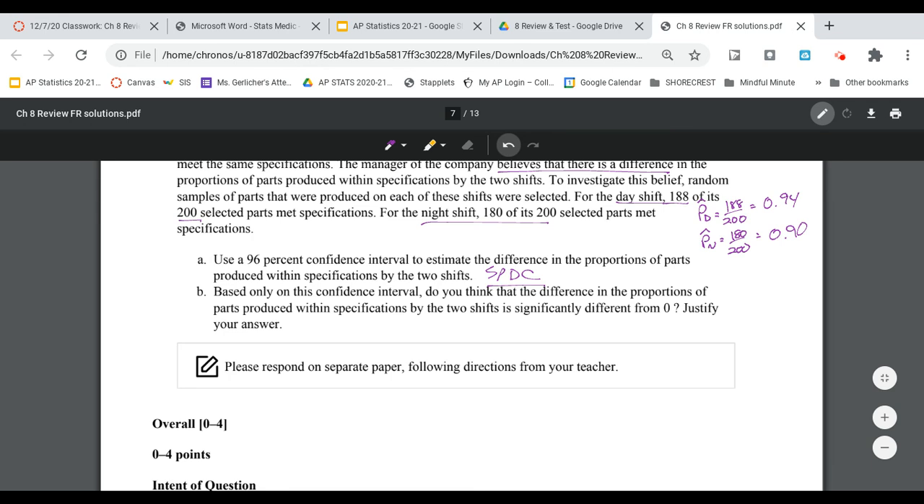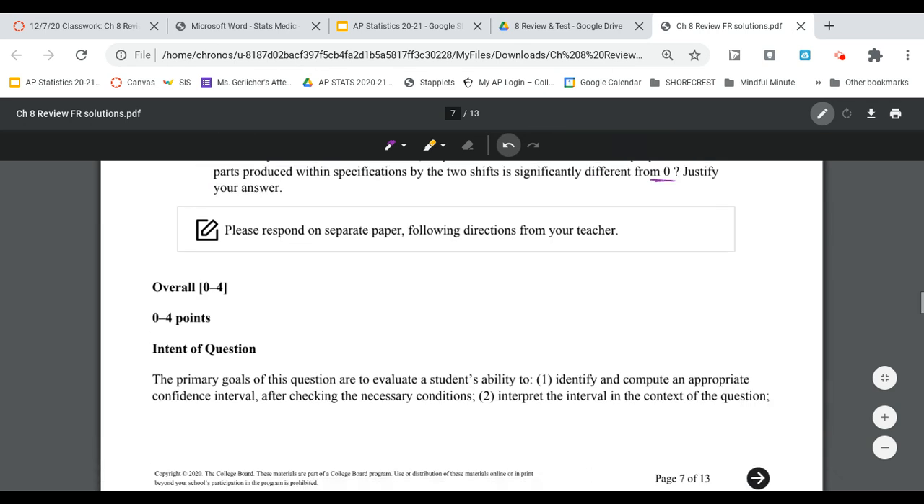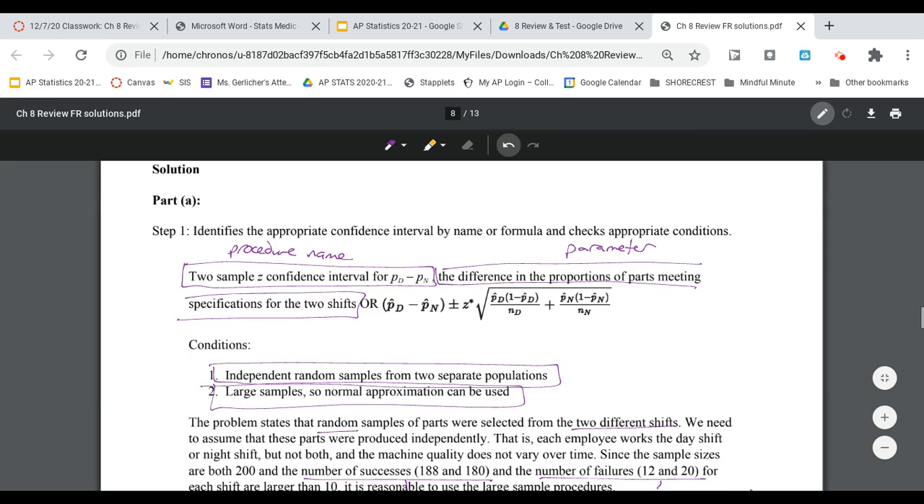On a side note, they also say for B, based on the confidence interval, do you think the difference in proportions is significantly different from 0? So they're asking you, is 0 a plausible number? But we'll get to that in a second. Again, I'll go through the solution and then I'll point out what they cared about for points. They wanted the procedure name, and it looks like they were okay with the name or the equation, as long as it's all variables. Again, better to have both. And then they wanted the parameter in there, what it is that you're actually estimating.